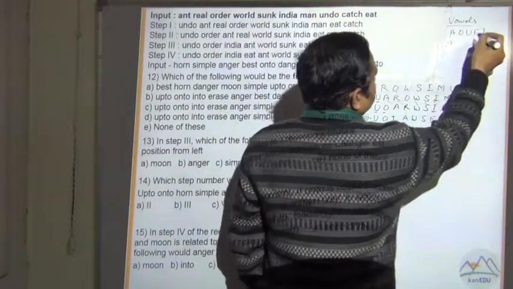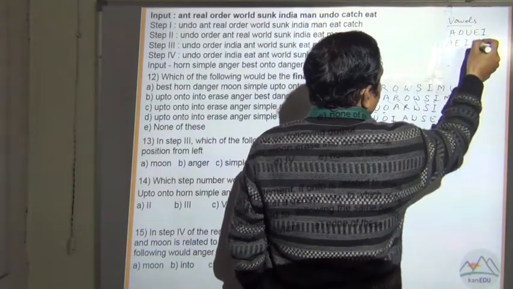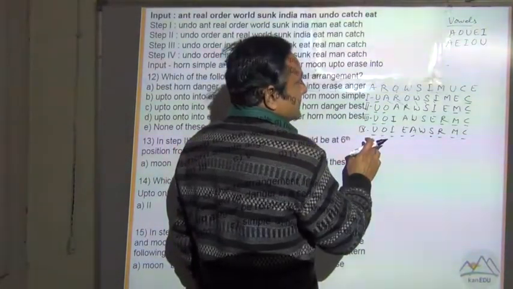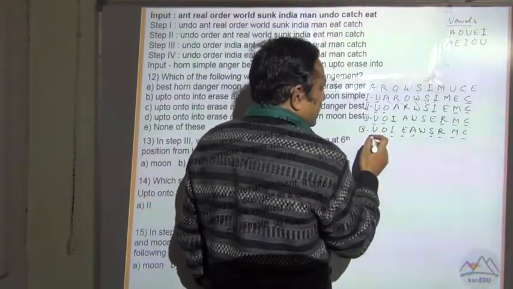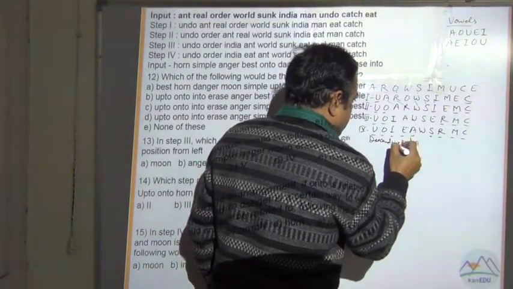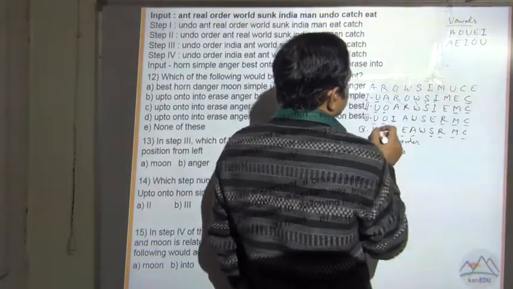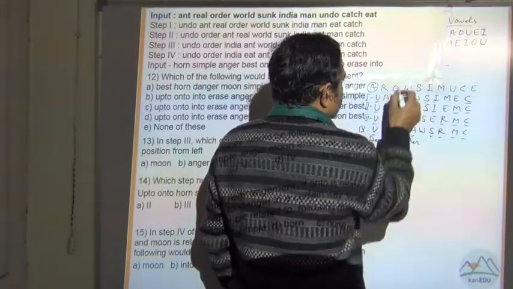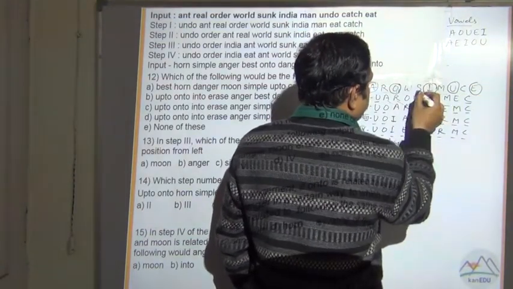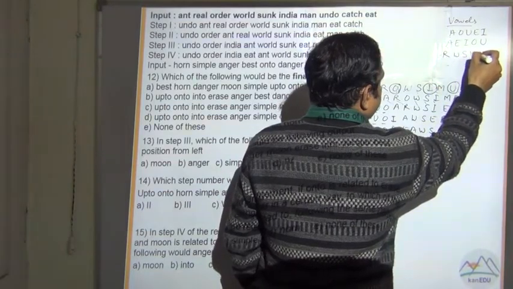A, B, C, D, E, F, G, H, I, J, K, L, M, N, O, P, Q, R, S, T, U. So this is the ascending order of the vowels. If we see, this is U, O, I, E, A. This is the descending order of vowels. Now, if we separate out the vowels, which are the different characters? So A, O, U, E, I are separated out. What we get is R, W, S, M, C.